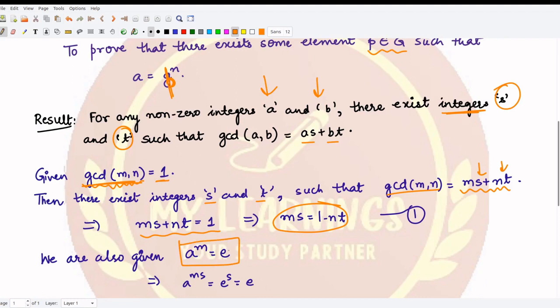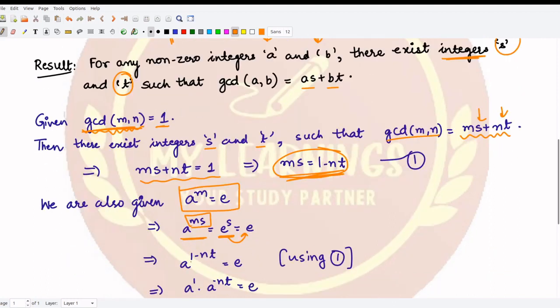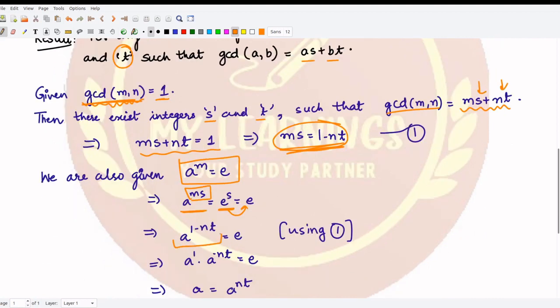Now on both sides you can raise it to power s, so the left hand side would become A raised to power ms and the right hand side would become E raised to power s, which is again E, the identity of the group. Now you can substitute the value of ms from equation 1. Instead of writing ms, you can now write 1 minus nt. So it would be A raised to power 1 minus nt. Now you can split up the powers, so it would be A raised to power 1 into A raised to power minus nt. You can post multiply on both sides with A raised to power nt to obtain this expression.